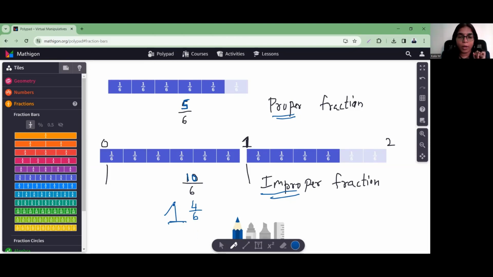This is a whole number 1. That means 1 whole, and there's a part of a whole. There's a 4/6. Now what happened? This particular number has a whole number also. It has a proper fraction also. Such a number is called a mixed fraction. If you see what happens, this improper fraction can be converted to a mixed fraction. A mixed fraction can be converted to an improper fraction.